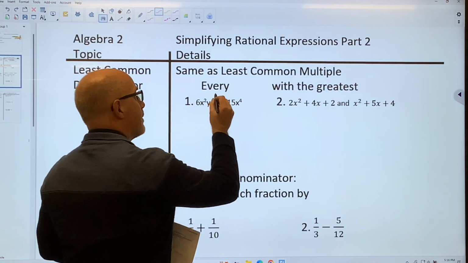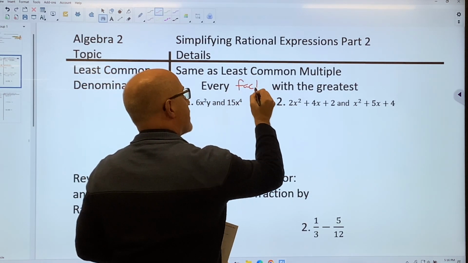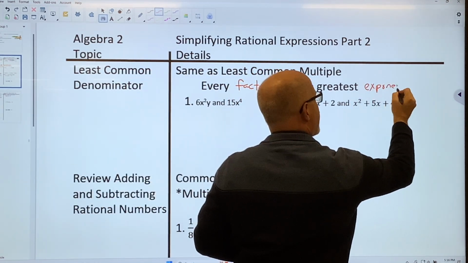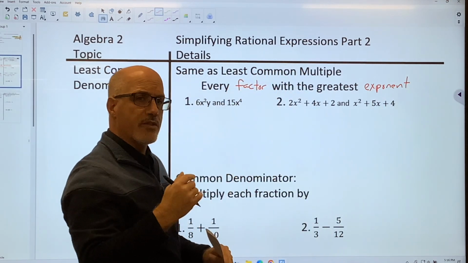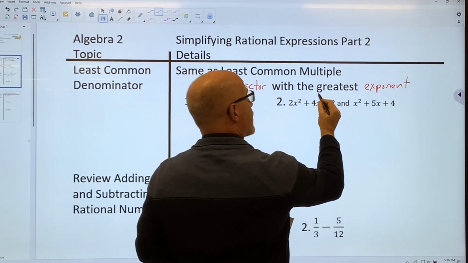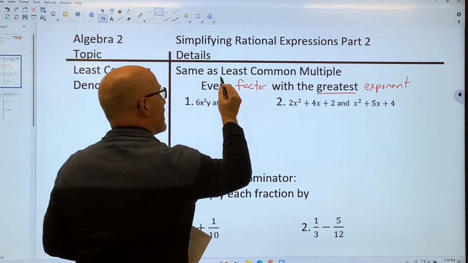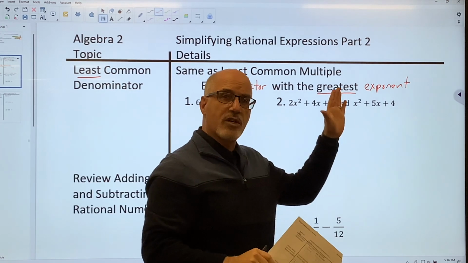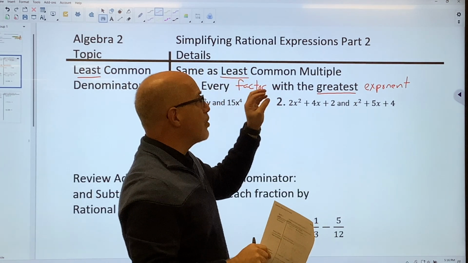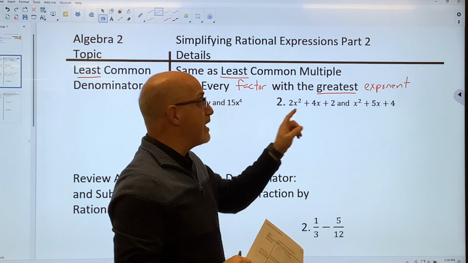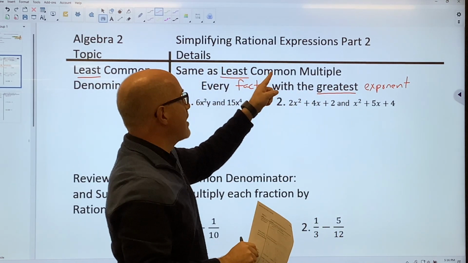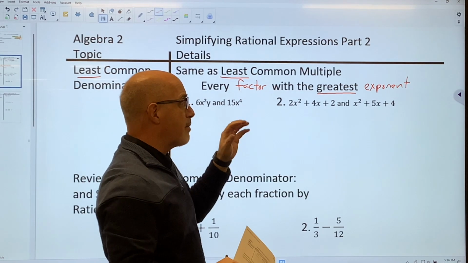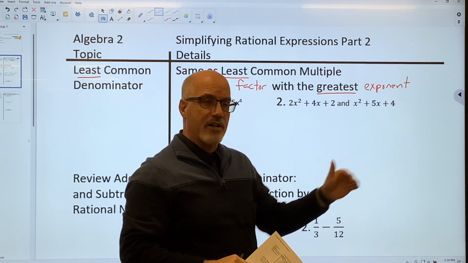So first of all, we're going to be looking for every factor with the greatest exponent. Now just a note that this is going to be counterintuitive at times, because we're looking for the greatest exponent when we're looking for the least common multiple, least common denominator. And the reason why it's the greatest exponent is because we're looking for something that it has in common. So the greatest exponent helps us establish the common multiple, not the least. The least is going to be a part of how we do this, how we take the factors.